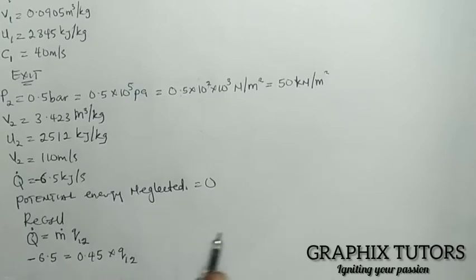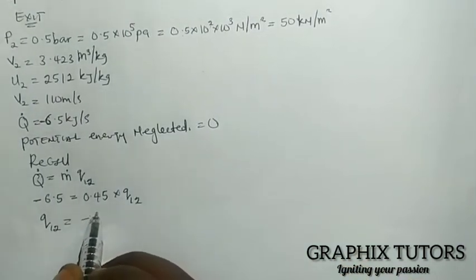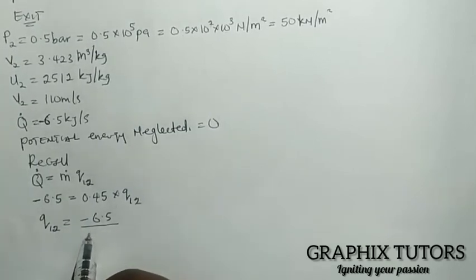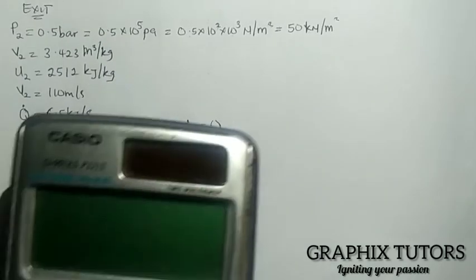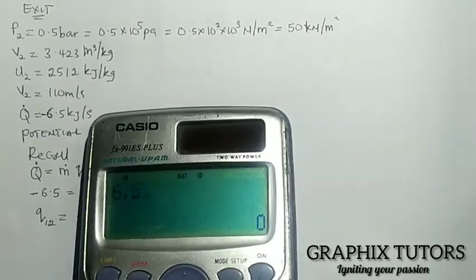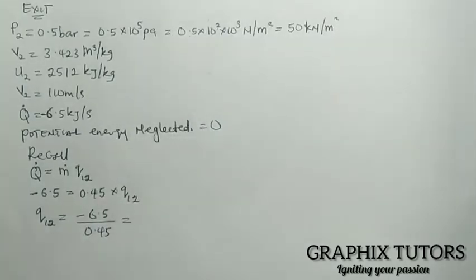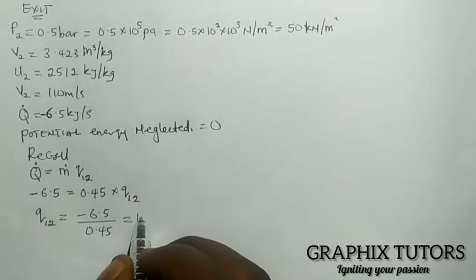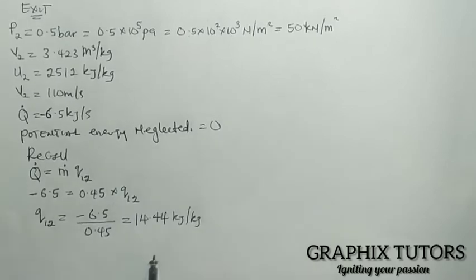If you make Q12 the subject of the formula, Q12 will give me minus 6.5 divided by 0.45, which is minus 14.44 kilojoule per kilogram. Is that okay? Now we've gotten our Q12.